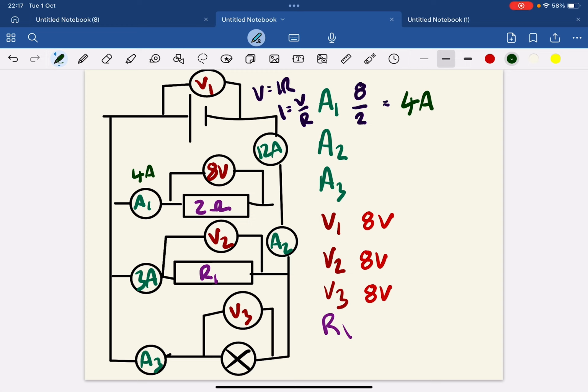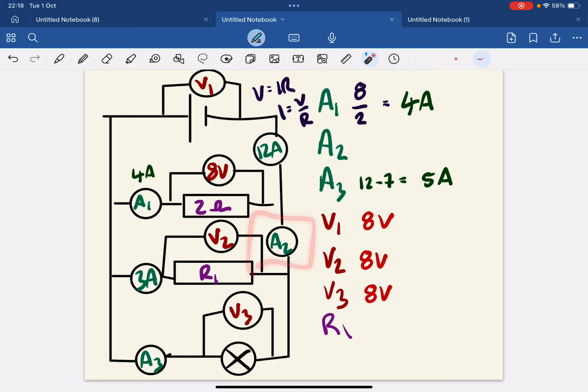Now, following that, we should then be able to work out A3, because, as we said, each of these must equal 12 amps. So what do we know at the minute? Well, we know that A1 is 4 amps, and then the second loop is 3 amps. So 4 plus 3 is equal to 7. All right, and it must equal 12 in total. So 12 take away 7 is equal to 5 amps. 4 amps, 3 amps, 5 amps equals 12 amps.